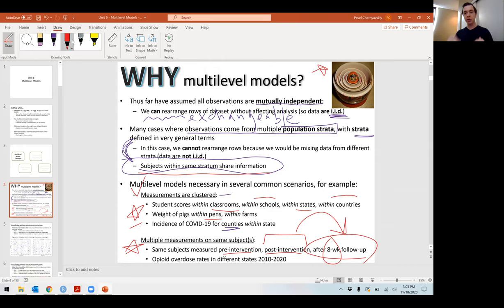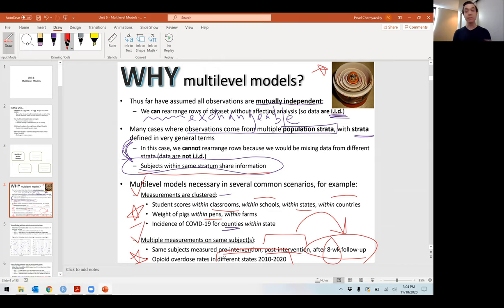Now, again, the word subject, don't take that to be too literally a person or a bug or a pig, because if you think of measuring opioid or COVID mortality in different states over time, if you treat the state as a subject, you're continually recording information on the same geographic unit or county over time. And so the state of Wyoming is going to be far closer to its own measurement last year than it will be to the state of New York, right? So these are the two broad classes of cases where multi-level models are simply essential.